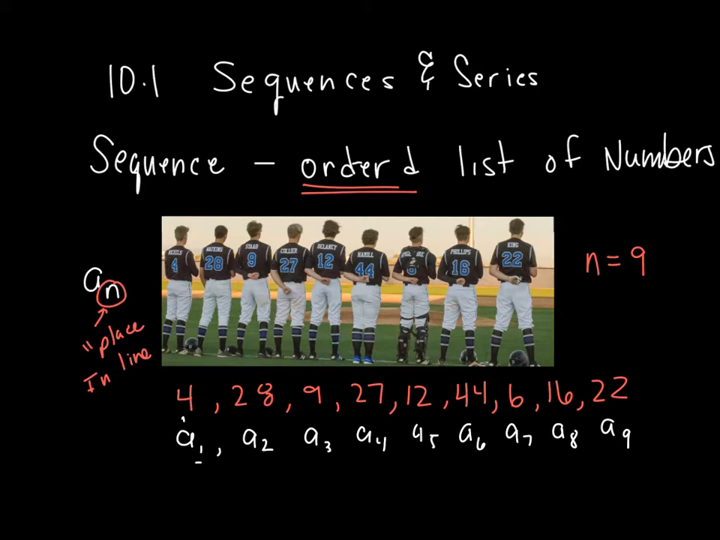So A1 is equal to 4. Those are all equal to each other. But the bottom number, that subscript, remember, it's just the place in line. And that subscript is always equal to the number of terms. The first term is always called A1. The last term is always called A sub n.